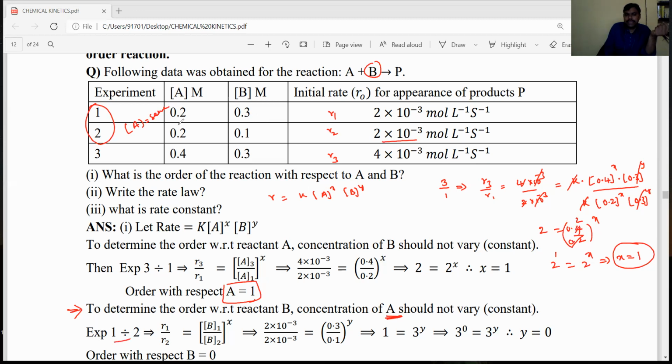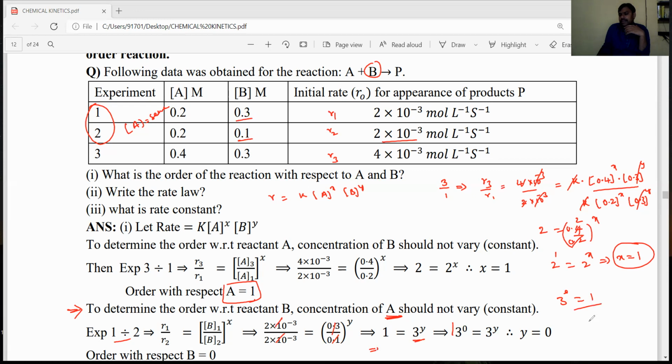Then the A concentration is the same, so it will be cancelled, and the K and K values will also be the same, so they will be cancelled. Then R1 by R2, meaning 2 into 10 to the power of minus 3 by 2 into 10 to the power of minus 3, will be cancelled. It is equal to 1. And for B, the first experiment concentration is 0.3 whole to the power of Y, and the second experiment concentration of B is 0.1. On simplification you will get 3 power Y. And it is 1. So 1 is nothing but how to write, dear students? 3 power 0. We know that 3 power 0 is equal to 1.